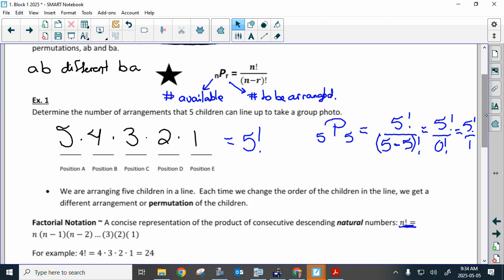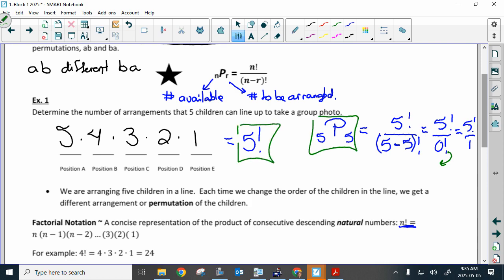When you look at the NPR formula, N represents the number available to you. R represents the number you're going to arrange. So if there's 5 children available to us and we're arranging all 5, when I use the formula, this is when you can see the 0 factorial being necessary. Okay? 5 minus 5 is 0, but we end up with 5 factorial. This would be a way of representing this situation. And fundamental counting principle would also be a way of representing this situation algebraically.